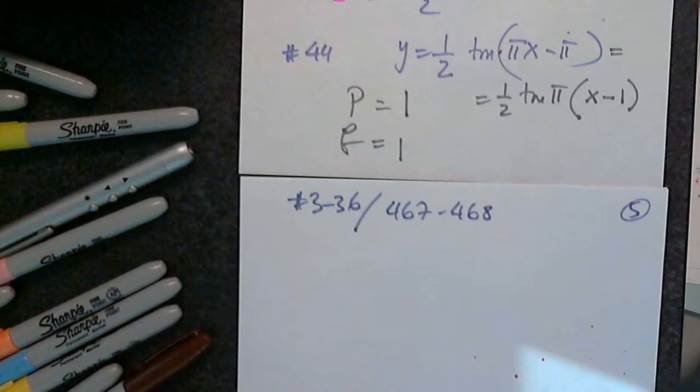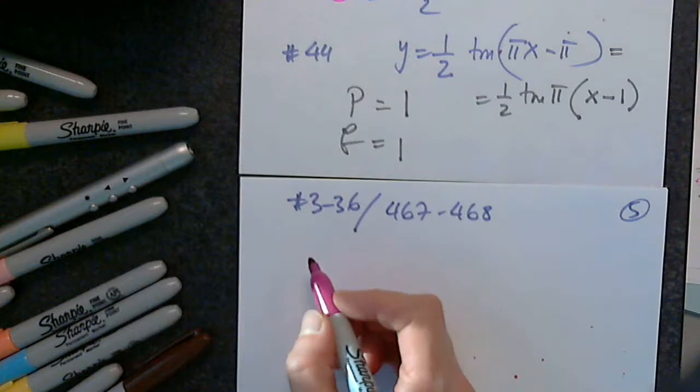I see some tangent inverse between 3 and 6. I see some tangent inverse between 7 and 14. And on page 468, I see some problems with tangent. Maybe 5. Where do you want to start? Which one? 5. Very good. So we want to start with 5, and let's look at tangent inverse.